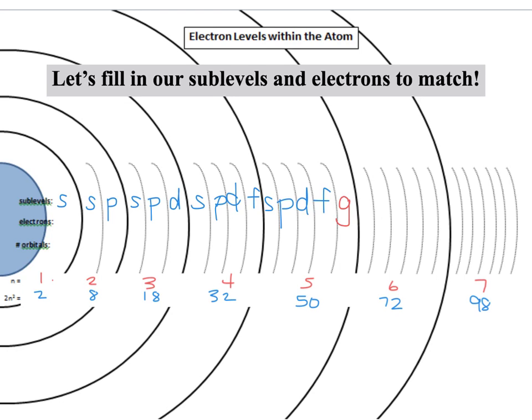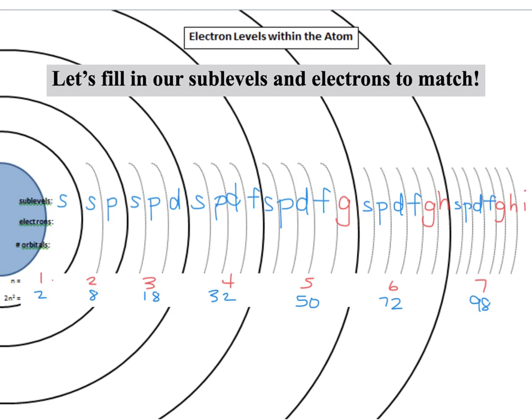And then our sixth level has an S, P, D, and F, and it also has a G, H. And our seventh level has our SPDF, and it has a G, H, and an I. So let's think about how many electrons are going to fit into each of these sublevels.